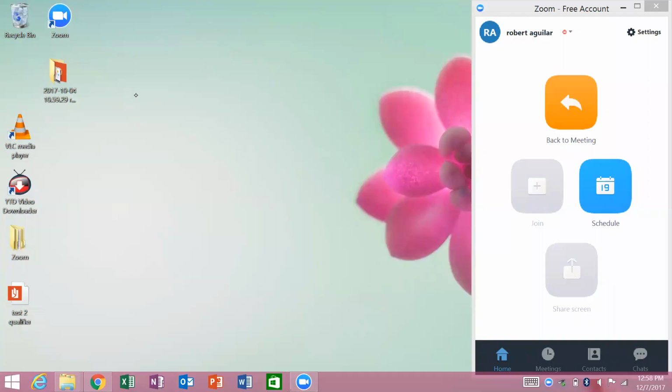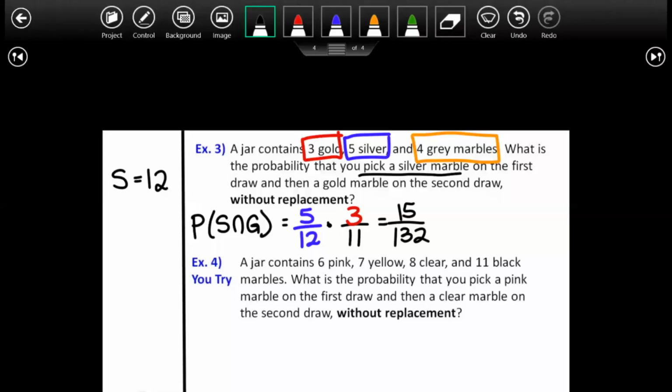Let's look at the next one. Let's see what it's kind of asking us. Here we go, in our third set. 6 pink, 7 yellow, 8 clear, 11 black. Which one am I missing?